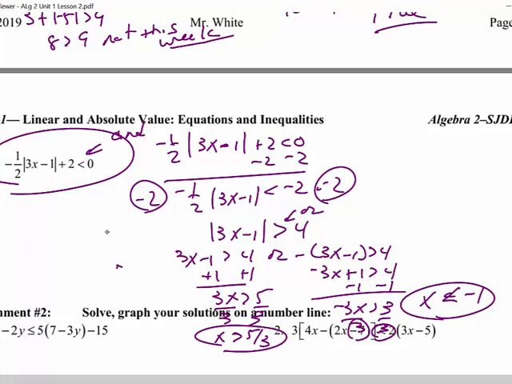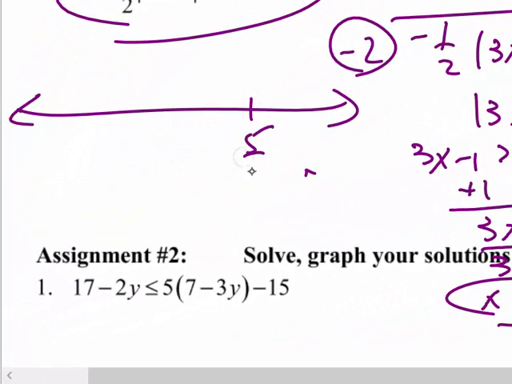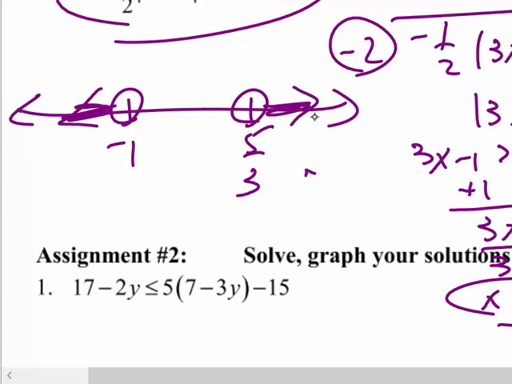On a number line, it would look like this. I have 5/3. I have negative 1. So x less than negative 1 would be this. X greater than 5/3 would be that.